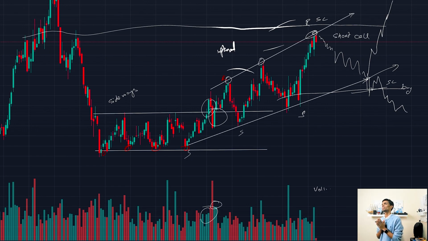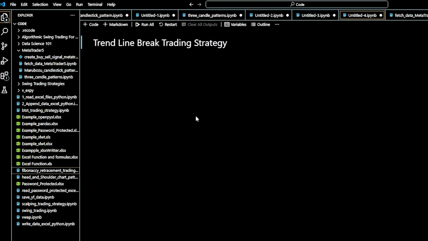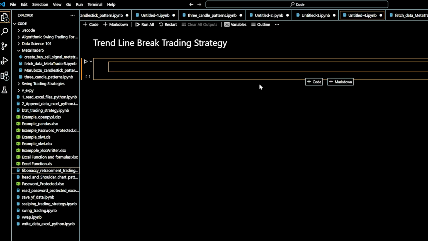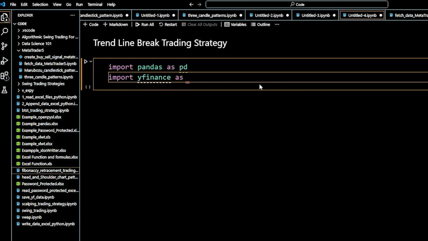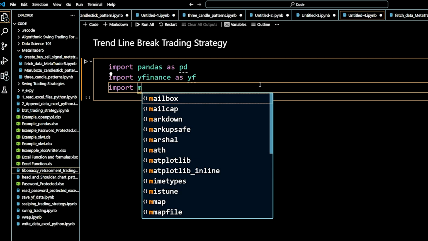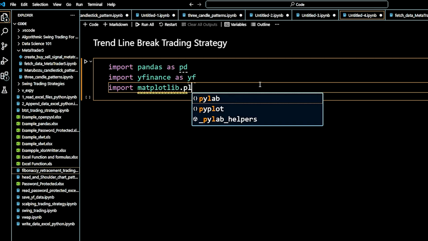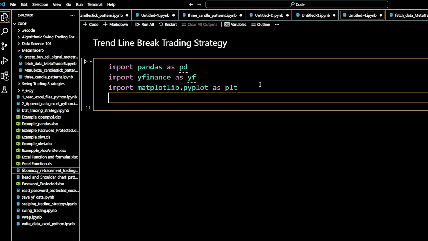Now let's go back to the Python code to implement this strategy. Okay, let's work on the Python code for the trendline trading strategy. So first let's import a couple of libraries. So import pandas as pd, then we need to import yfinance as yf, import matplotlib.pyplot as plt. I think we also need numpy as np.